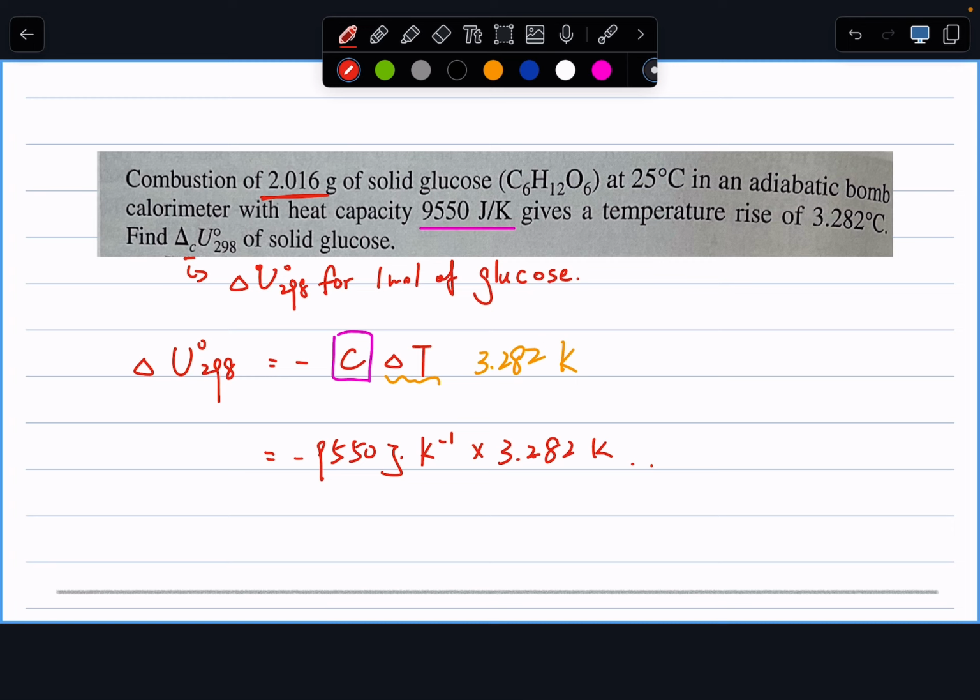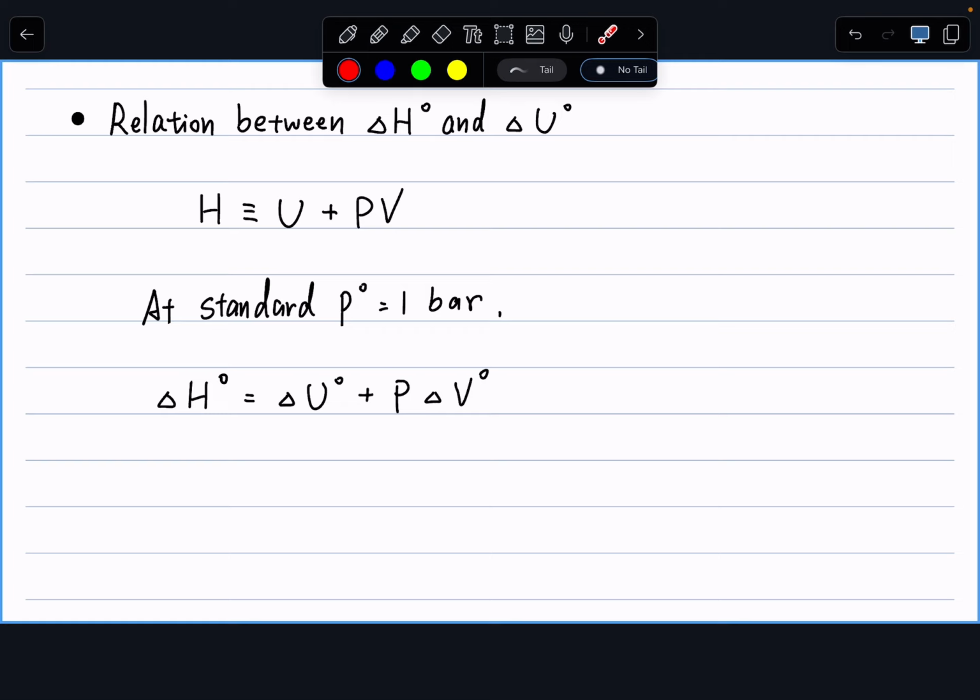So that's calorimetry. To take it one more step, we want to make a connection between delta H and delta U. By definition, we know that enthalpy H equals U plus PV, or at standard state, we have P naught equals 1 bar, so we can rewrite it as delta H naught equals delta U naught plus P delta V naught. Note that we can take P out because at standard state, pressure is a constant.